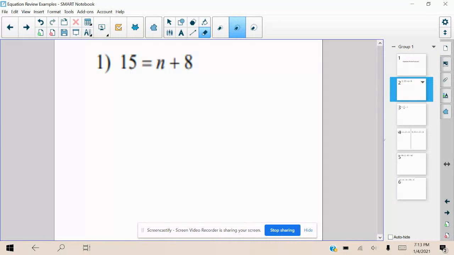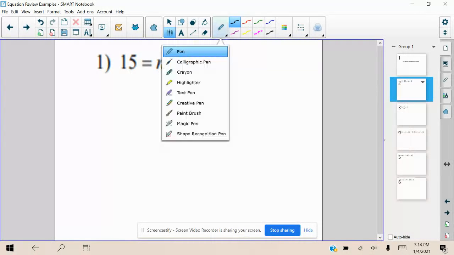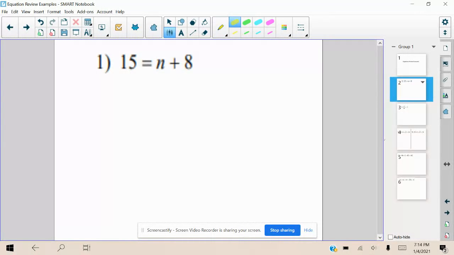First problem we're going to be working on is problem number 1. Look at that. So we have 15 is equal to n plus 8. We want to isolate that variable. So I'm just going to highlight the variable real quick just so that we are aware. We want to get the variable n all by itself, and it's currently n plus 8. So we don't want that plus 8 there anymore. So we're going to have to use the inverse operation of addition, which is subtraction.